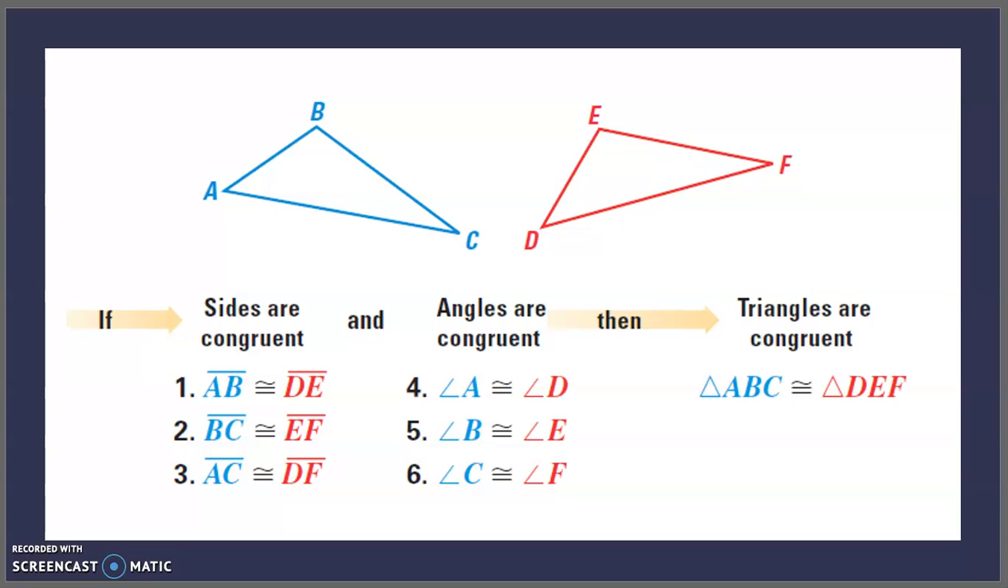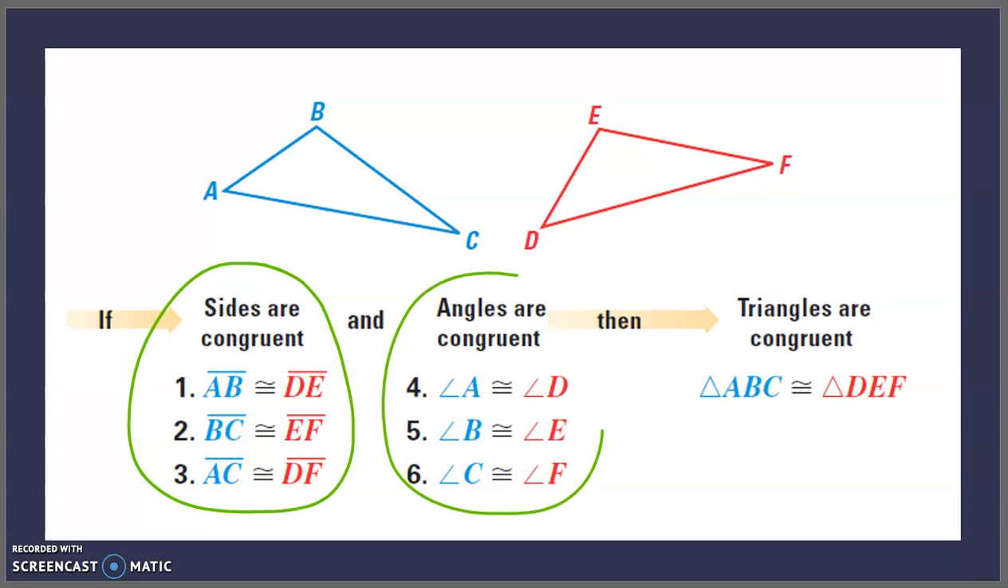So how much do we really need to know about two triangles to prove that they're congruent? That's the real question that we're trying to answer today. In last night's lesson, you learned that if all 6 pairs of corresponding parts are congruent, then the triangles are congruent. So for example, if all 3 sets of sides are congruent, and if all 3 sets of angles are congruent, then we can conclude that the triangles are congruent.